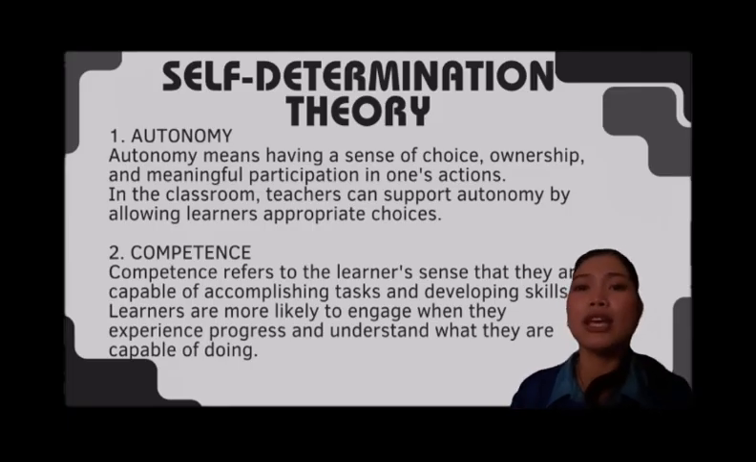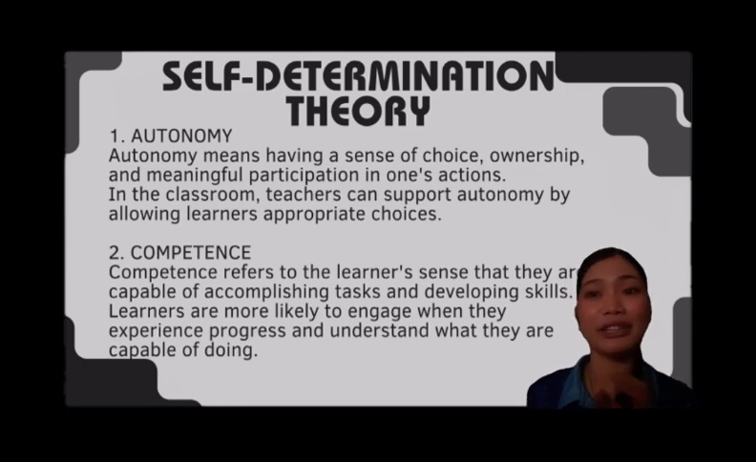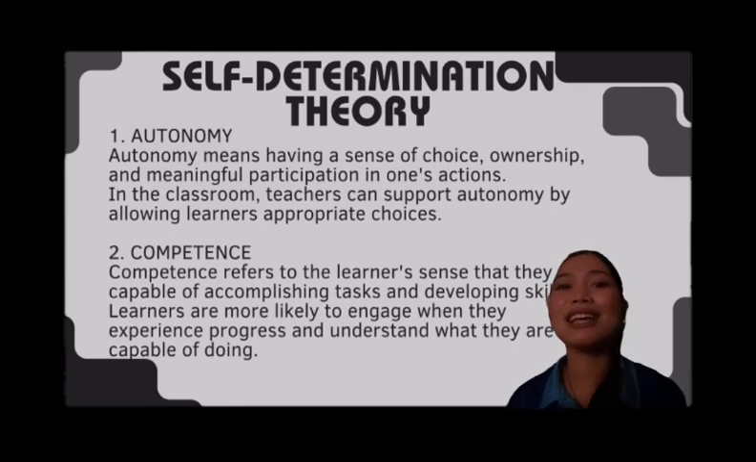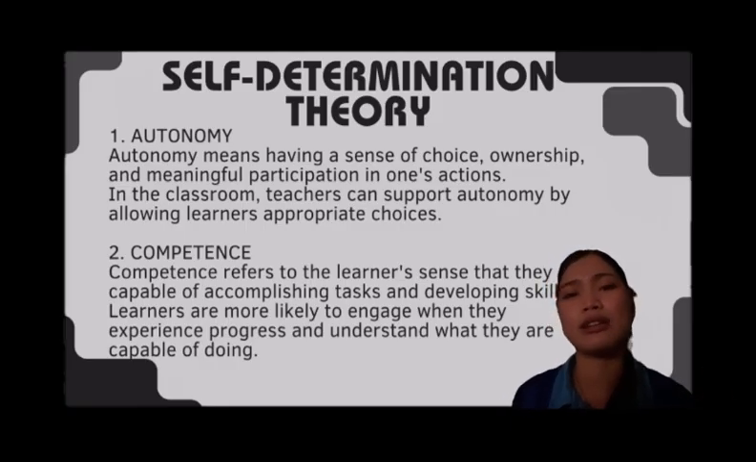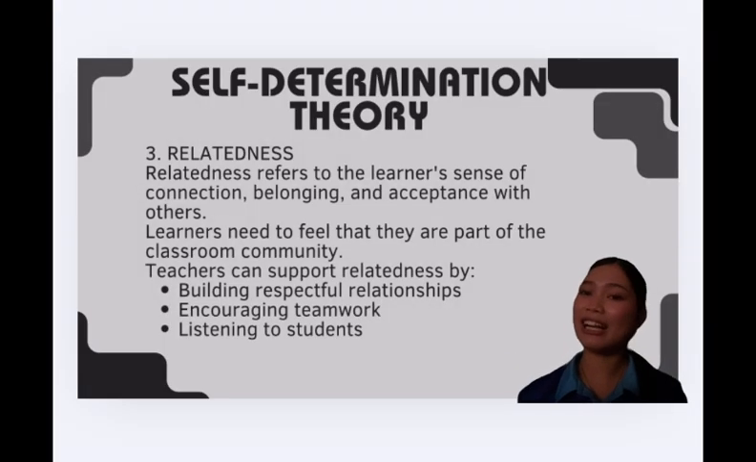For example, instead of telling a student, your answer is wrong, the teacher could say, you have the correct first step. Let us look at the next part together. This type of feedback helps students recognize that they are making progress, and that mistakes are part of learning. So the third psychological need is relatedness.